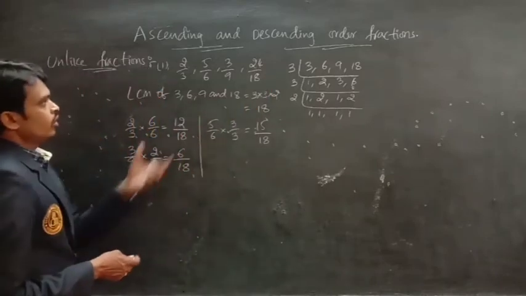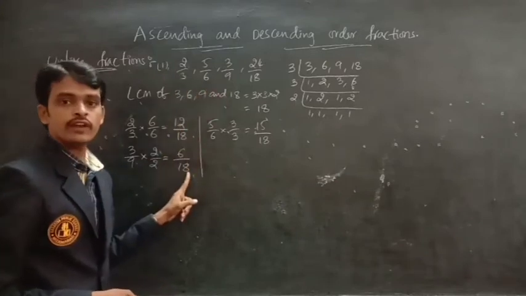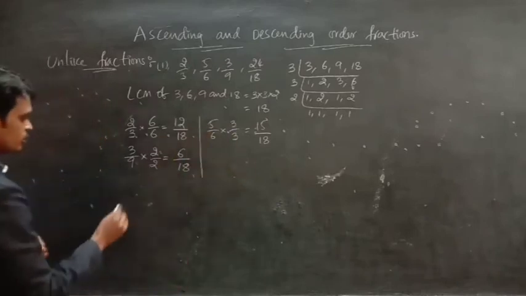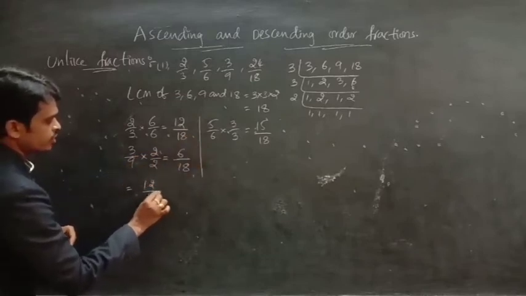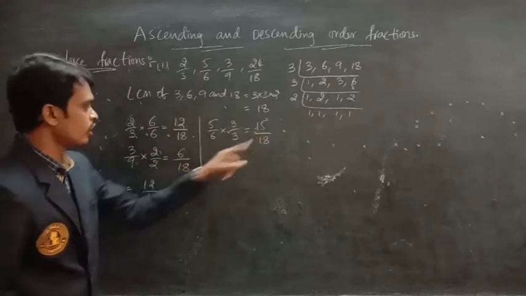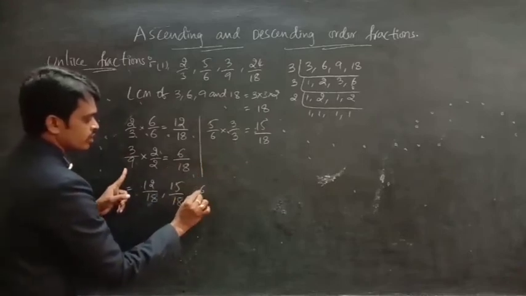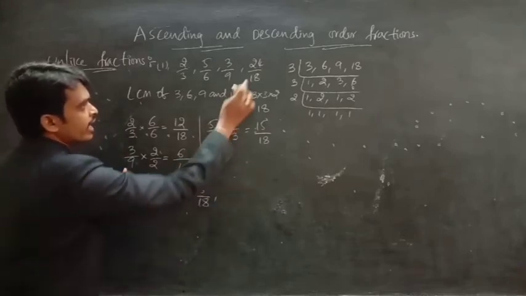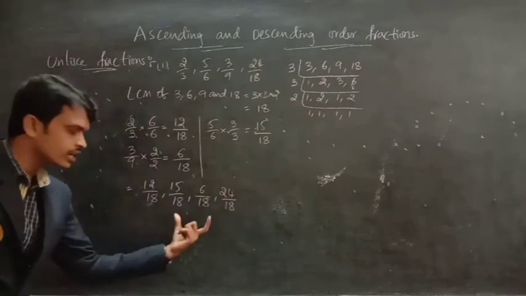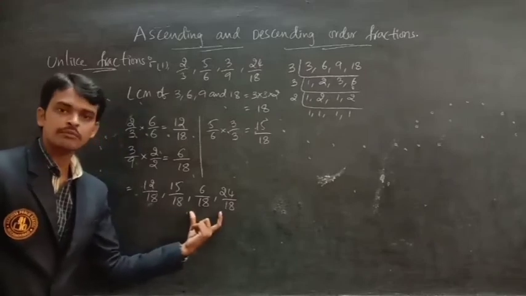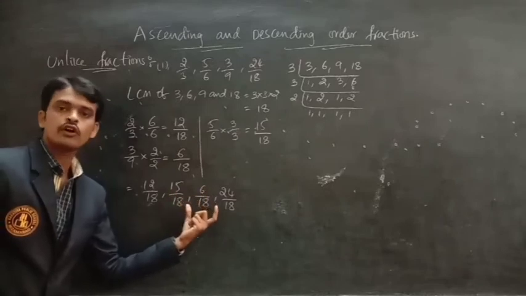So now let us write the equivalent like fractions that we got. For 2 by 3 we got 12 by 18. Next, for 5 by 6 we got 15 by 18. For 3 by 9 we got 6 by 18. And the last fraction is as it is, 24 by 18. Now all denominators are the same, so we can compare the fractions easily.